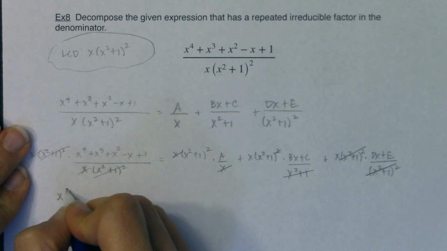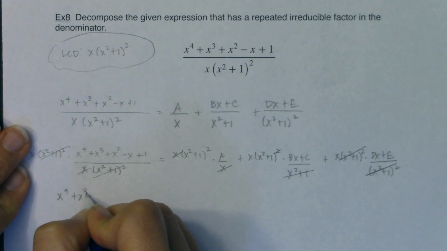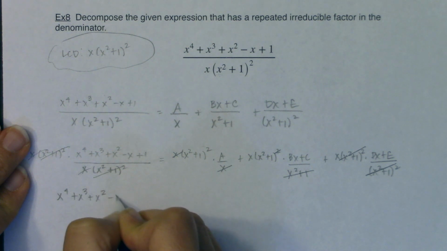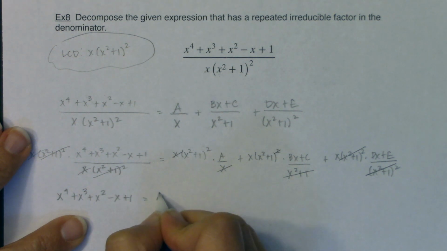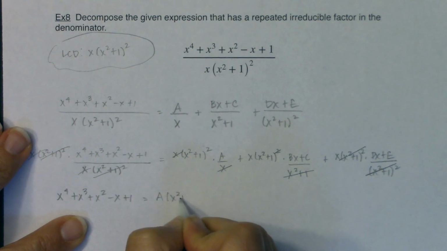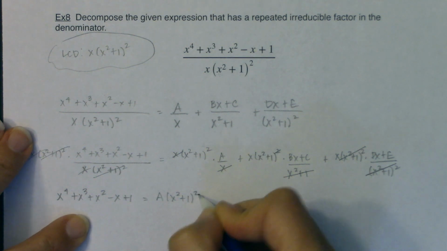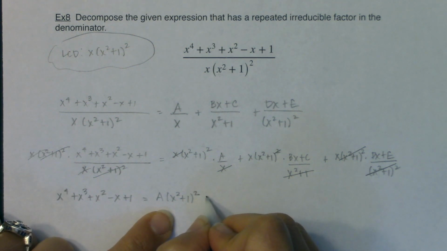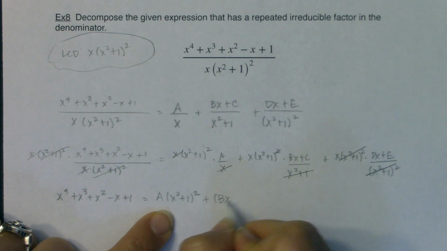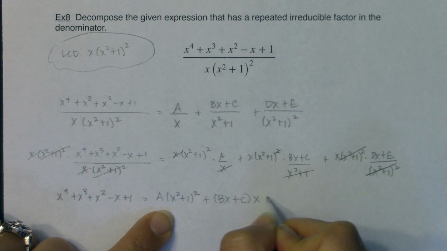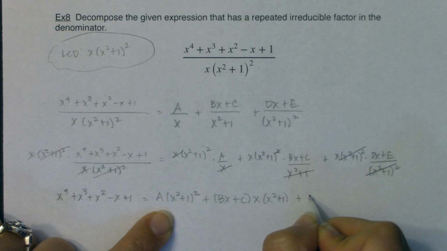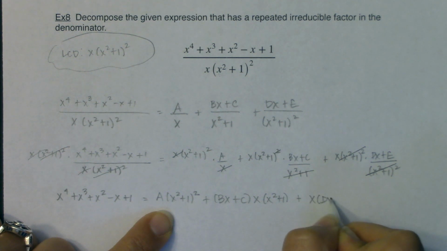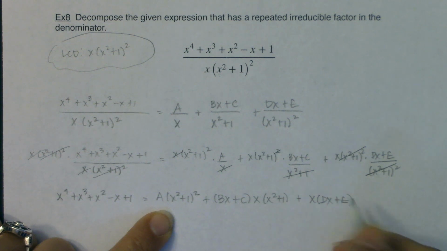So I'm going to have x to the fourth plus x cubed plus x squared minus x plus 1. That's going to be equal to A times x squared plus 1 squared. All right, and then I'm going to have Bx plus C times x squared plus 1, and then x times Dx plus E. And I could have written these in any order.